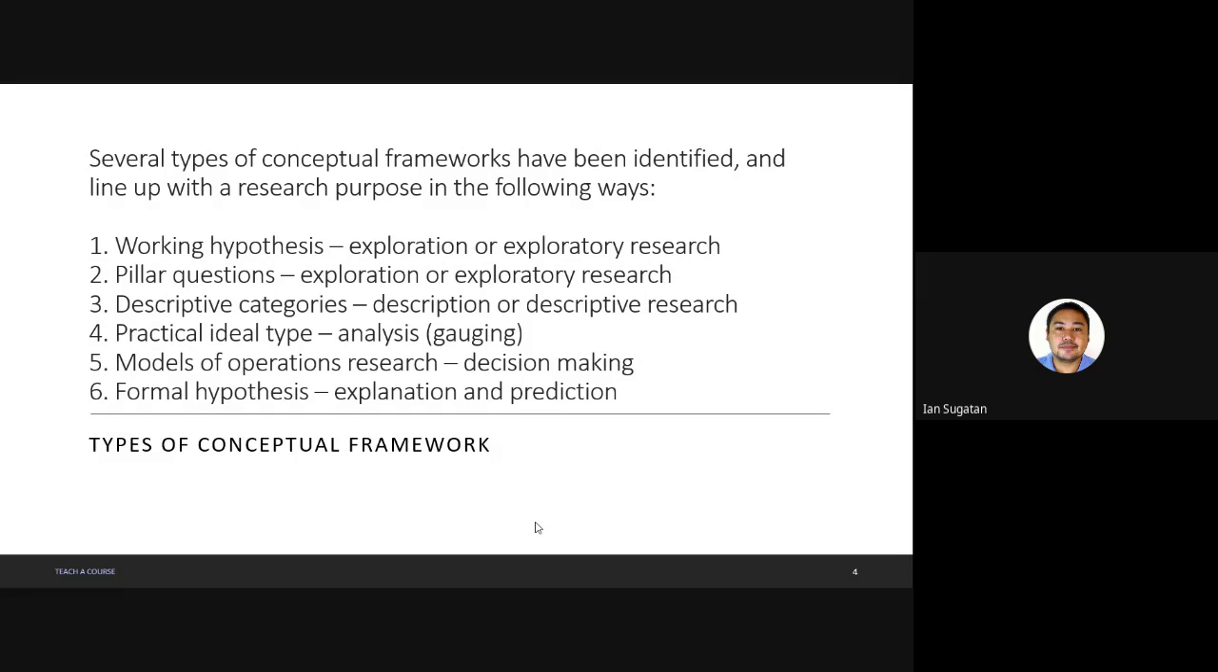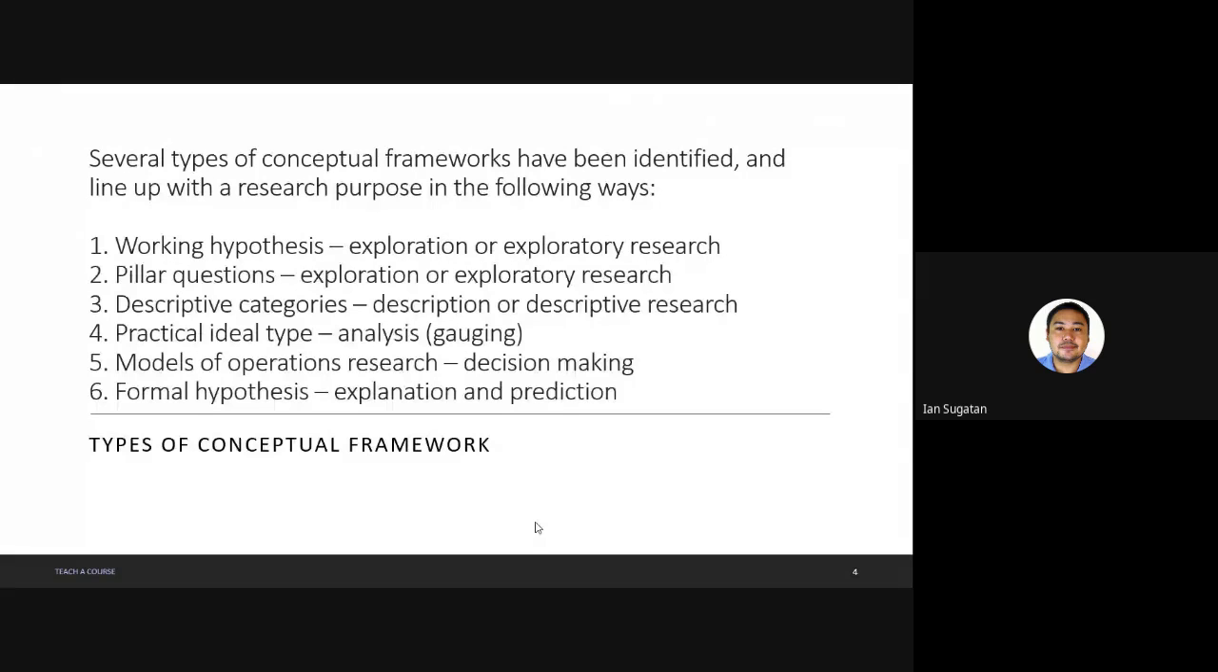So we have number one, working hypothesis. For working hypothesis, it is said to be exploratory research. Number two are pillar questions. Pillar questions are also under exploratory research. Number three are descriptive categories. It means we have to configure descriptive research. Likewise, guys, we are going to conduct it using statistical data.